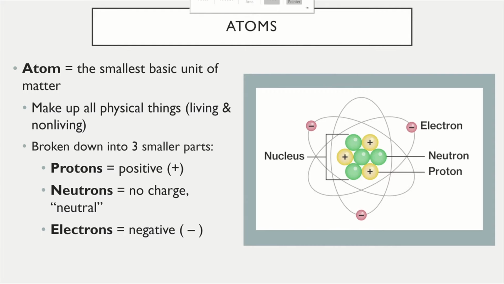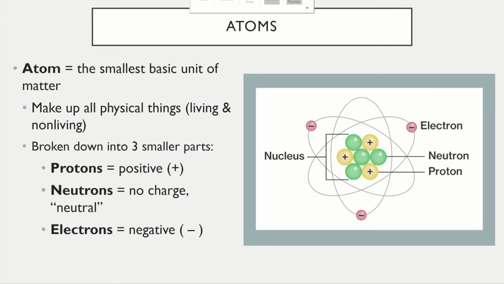So you should remember from last unit that atoms are the smallest biological level of organization. They are the smallest basic unit of matter. Atoms are going to make up all physical things, both living and non-living. Atoms can be broken down even further into three smaller parts, which are protons, neutrons, and electrons.